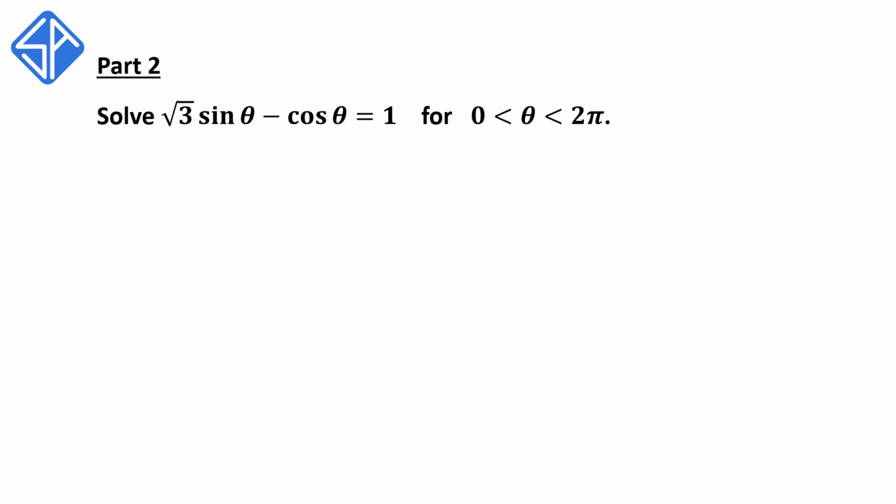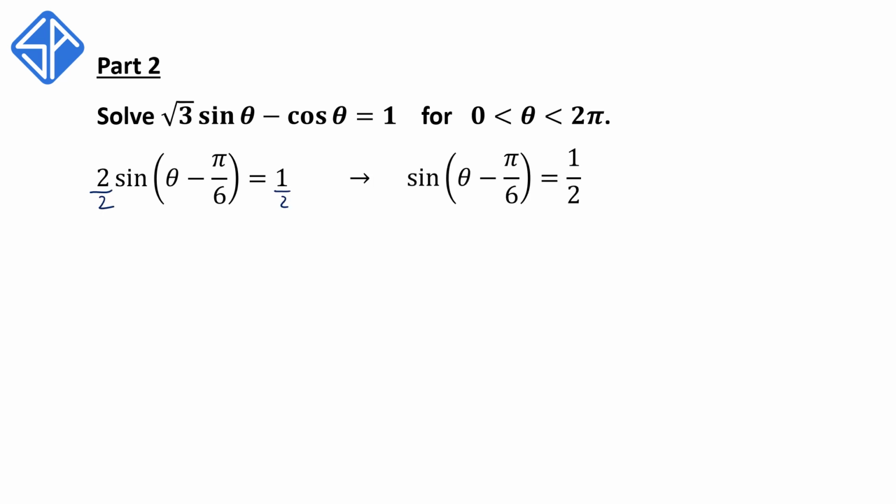We can now use the first part to help us solve the equation in the second part. We want to solve root 3 sine theta minus cos theta is equal to 1 for theta between 0 and 2 pi. So we're going to replace the left-hand side of this equation with 2 sine (theta minus pi on 6) is equal to 1. And this equation is much simpler to solve because it has only one trig function, sine, instead of two trig functions, sine and cos. To begin, we divide both the left and the right-hand sides by 2.